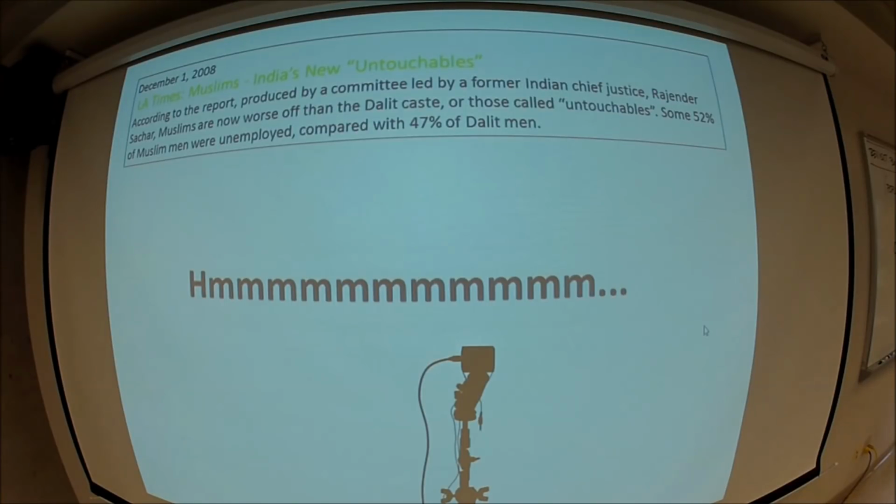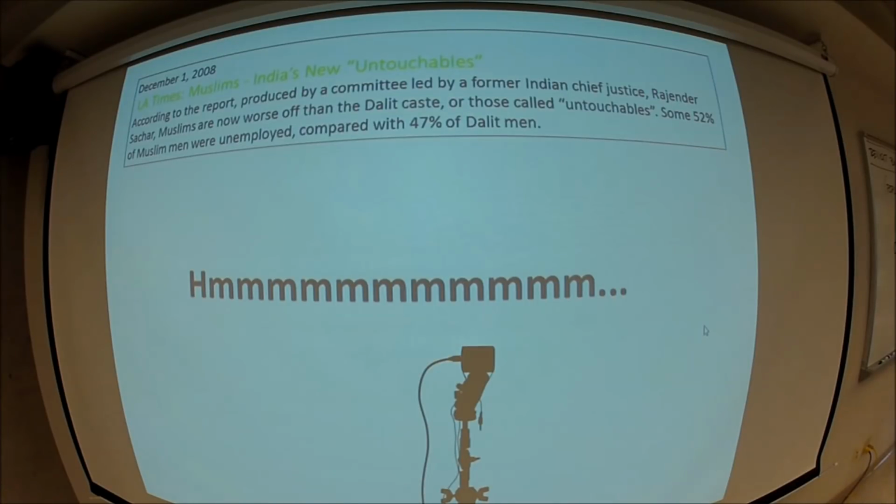52% of Muslim men unemployed, 47% of Dalit men unemployed. Therefore, higher percentage Muslim men unemployed by 5%. No margin of error whatsoever. No sample size, no margin of error. Do I believe that? I don't know if I should or not, right? I mean, yeah, 52% is higher than 47%, but I have no idea how to believe it.